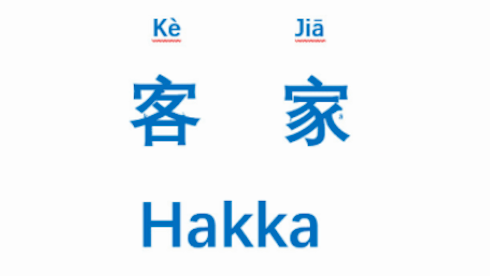Hakka is spoken by the Hakka people, an ethnic Han group that mainly lives in southern China, as well as in Taiwan and Chinese diaspora communities around the world. Hakka has its own unique and distinct cultural and linguistic identity, with its own distinctive tonal system and vocabulary.